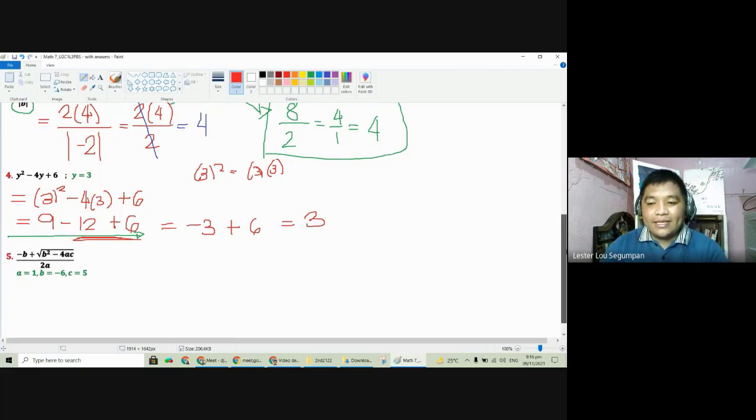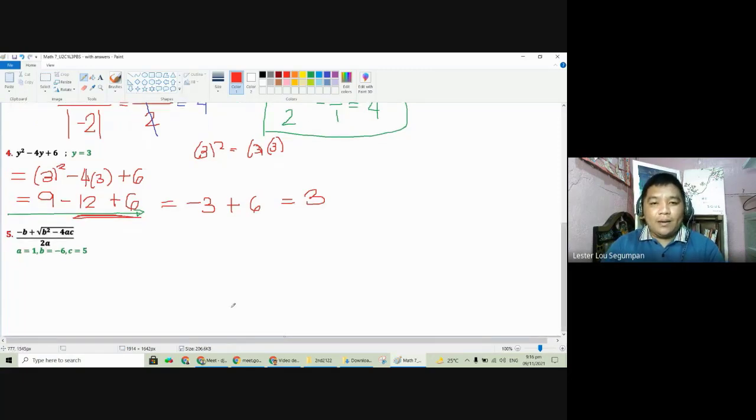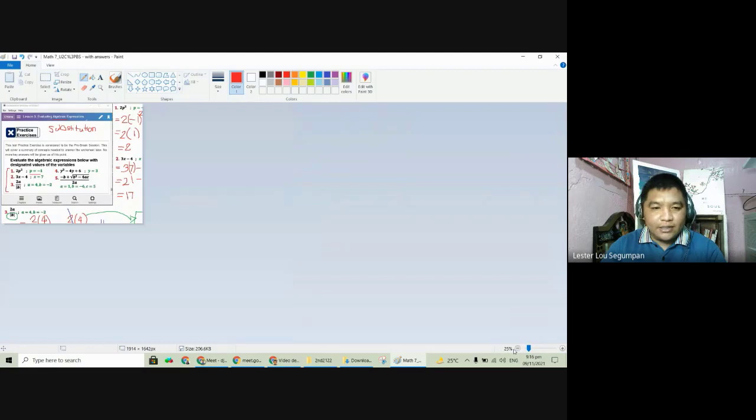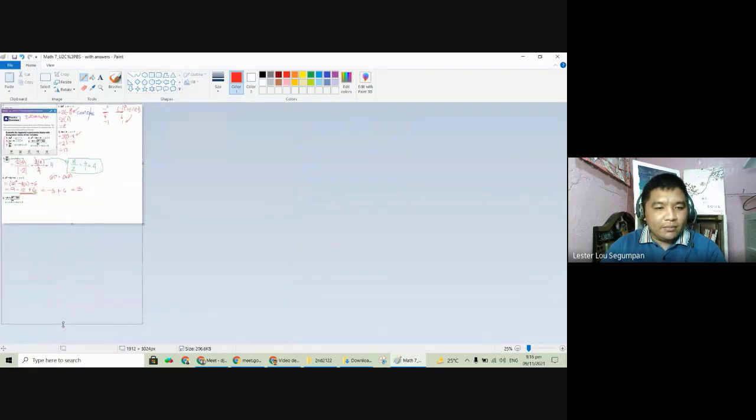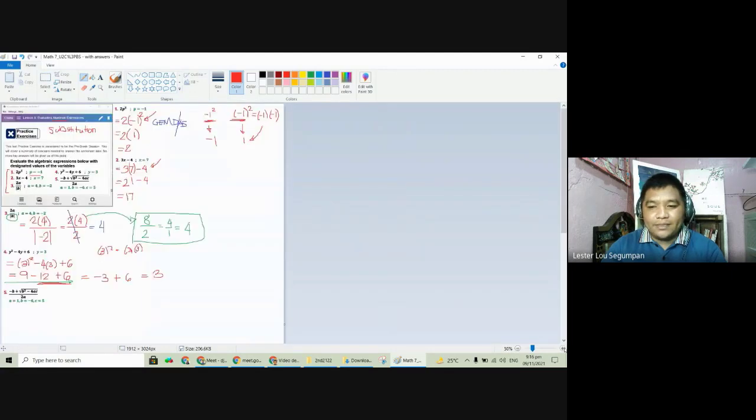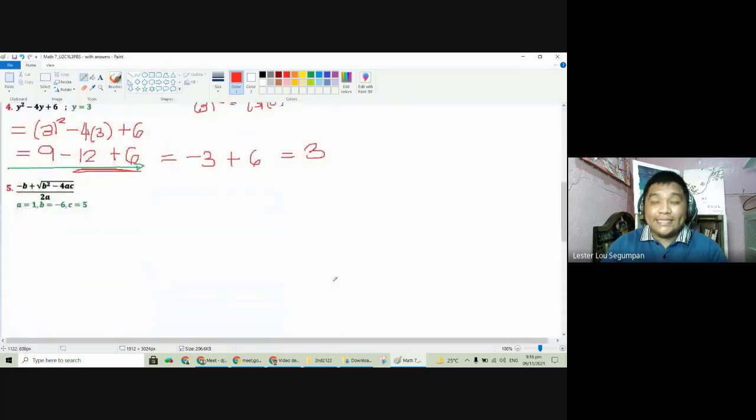The number 5 item is, I believe, the most complicated item for this pre-week session. So let me increase spaces here so that I could write more steps. As I have mentioned, you don't need to rush, simply take it step by step. We have values here for A, B, and C for this expression.